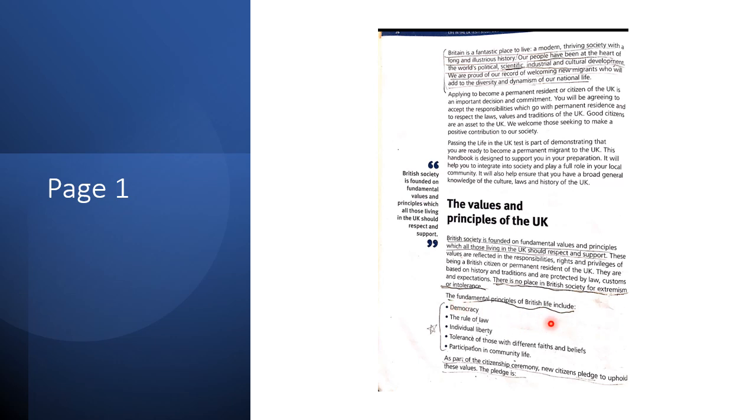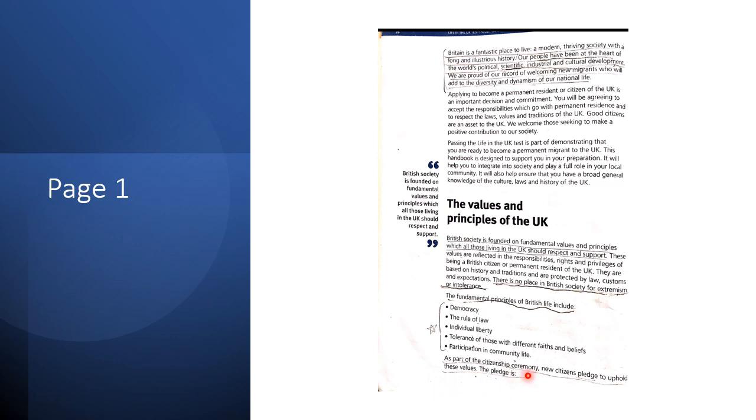The first principle is democracy. The second principle is the rule of law. The third one is individual liberty, means everybody is free. Tolerance of those with different faiths and beliefs. You have to respect each other, different faiths, different people, different religion. You cannot impose your opinions on them, and they cannot impose their opinions on you. So you have to respect and live side by side. Next is participation in community life. So these are the 5 principles.